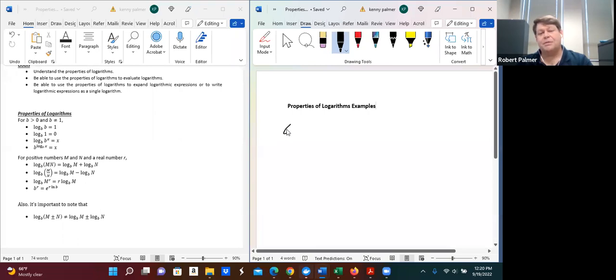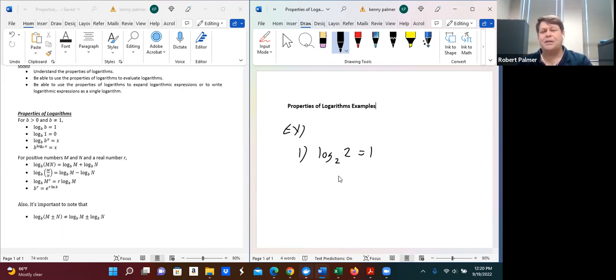So let's look at some specific examples of some of these. For example, let's say log base 2 of 2 is equal to 1. Why is that true? Well, basically, logs and exponents kind of undo each other. They kind of cancel each other out since they're inverses. So this log base 2 basically just cancels out the base 2, and what we're left with is 1.